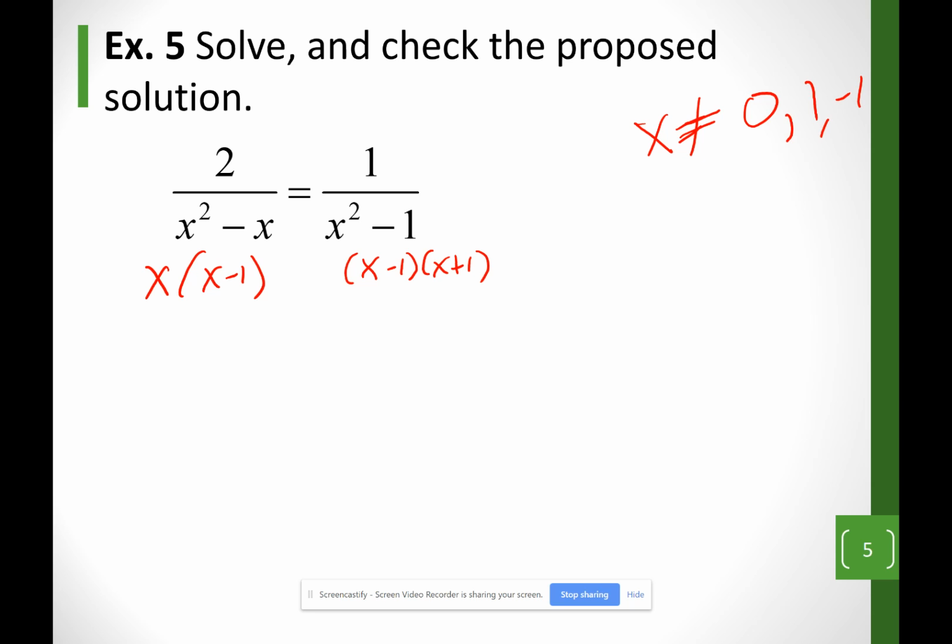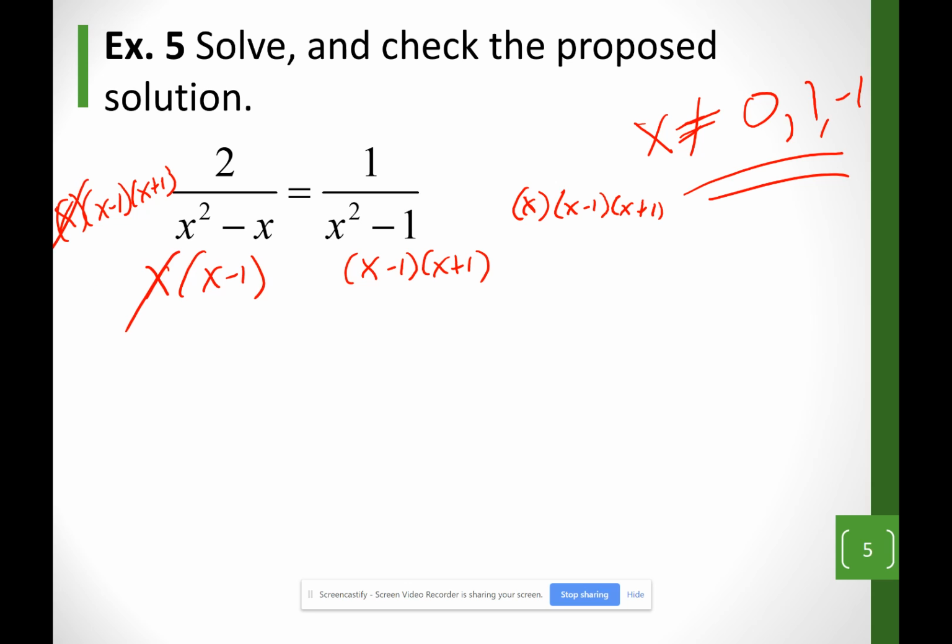All right, so once again, I'm going to solve for x, and hopefully it's neither of these numbers. Now, once again, how we're going to solve this, we have a method which says eliminate denominators. And how we're going to eliminate it? By multiplying both sides, multiply every fraction by the least common denominator. So I'm going to say my least common denominator is x times x minus 1 times x plus 1. Multiply each side by that.